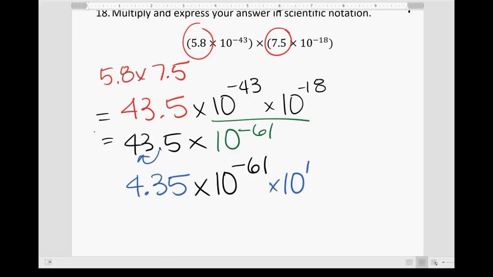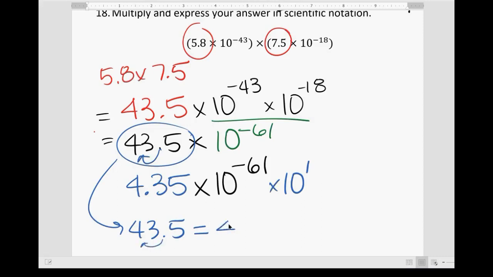So we're basically taking what we're doing. Let me explain that better. What we're doing is that we're taking 43.5 and writing it in scientific notation. So in order to do that, we'd move the decimal 1 to the left, 4.35, and that'll be times 10 to the first. Okay? So when we do that, we have to compensate for that and include that here.